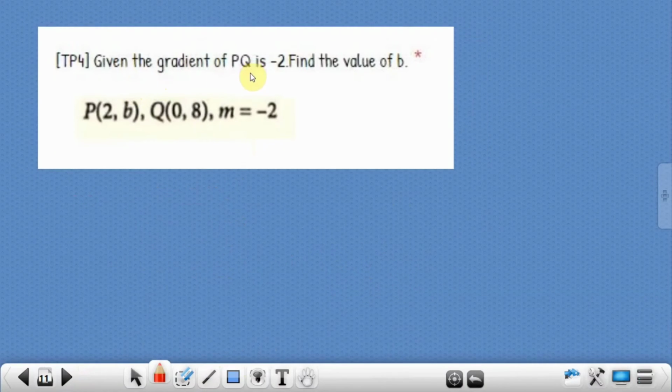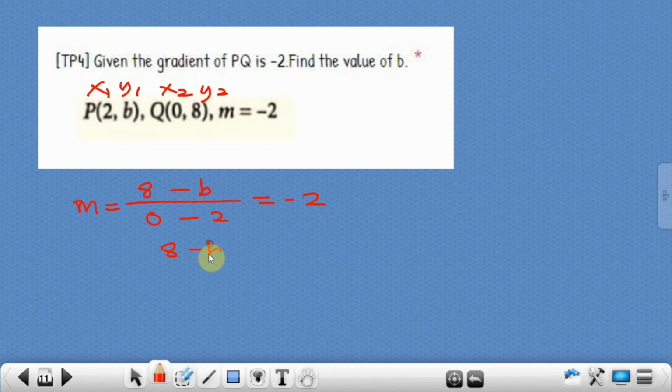Given the gradient of PQ is -2, find the value of b. We have these 2 points, P and Q. Just let this one be x1, y1 and this one be x2, y2. To find the gradient, y2 which is 8 minus y1 which is b, then x2 which is 0 minus 2, and this will be equal to -2.